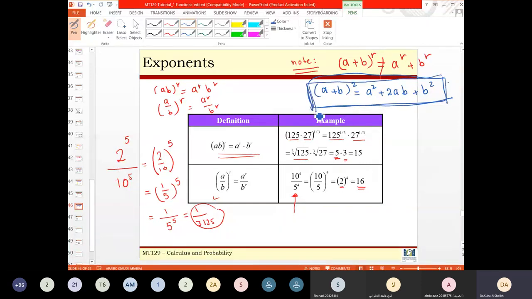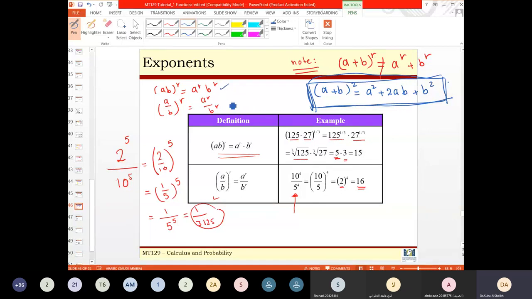I don't know if I mentioned this to you before. This is one of the very important rules in this course. Okay? We're gonna use it a lot. The square of the sum of two numbers, we cannot distribute it and say it's A square plus B square. No, it's A square plus B square plus 2AB. In general, A plus B to the power R is not like A^R plus B^R.